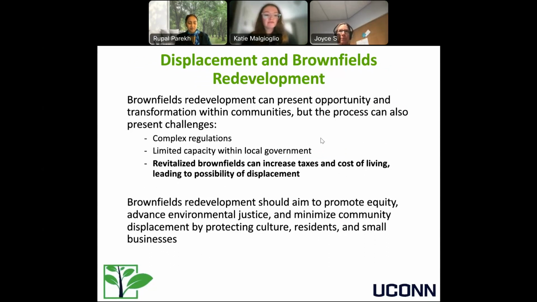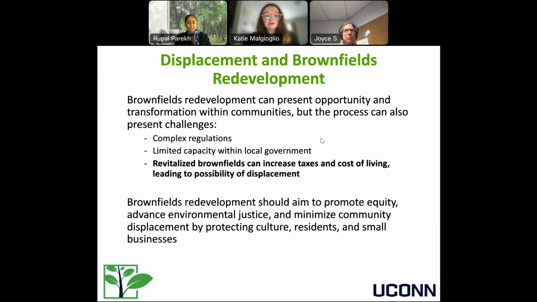But yeah, so we're going to talk about displacement and brownfields redevelopment and why it's important specifically in the context of brownfields redevelopment. So we know that brownfields redevelopment can present opportunity and serve as a vehicle for transformation for communities, but we also know that the process can present a lot of different challenges. There's a lot of complex regulations, limited capacity within local government, and most importantly, the direct connection here.